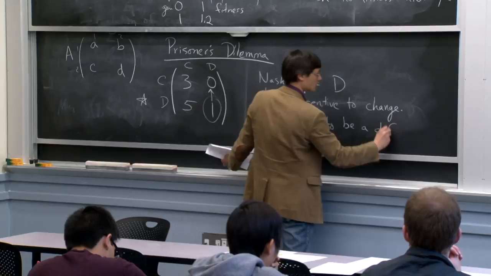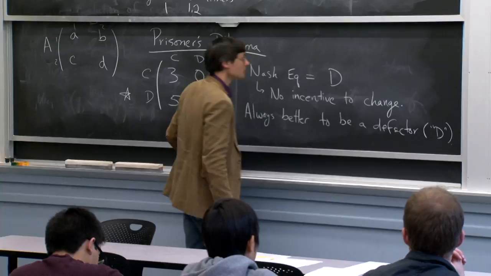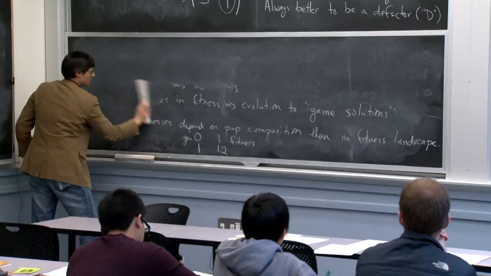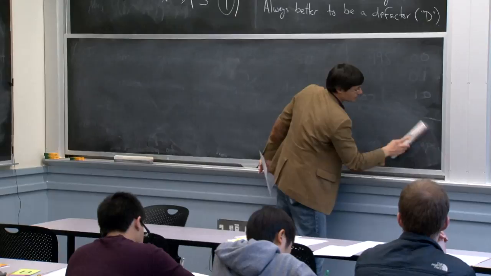Strategy D. Now, I really like drawing the graphs of these things, because I think it's just much more clear. And you can either draw the fitness of the two types minus each other, or just the raw fitness.